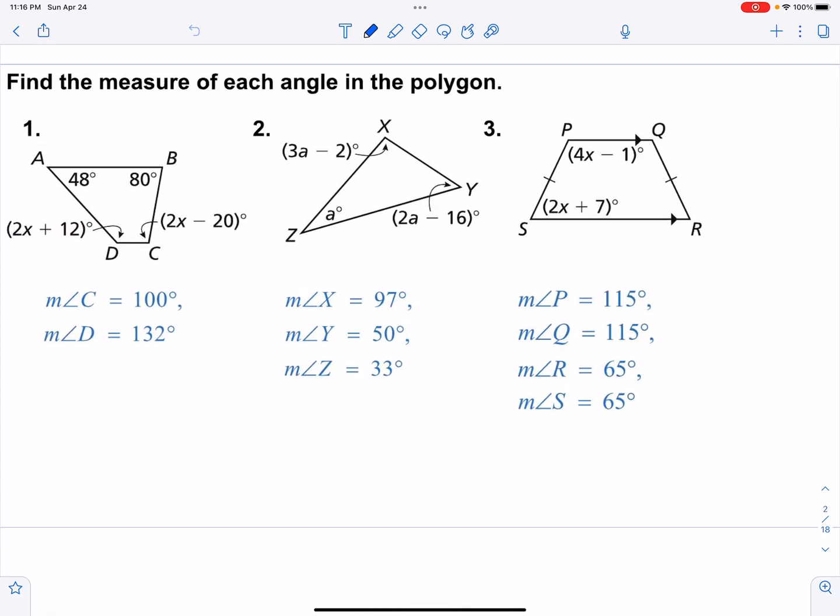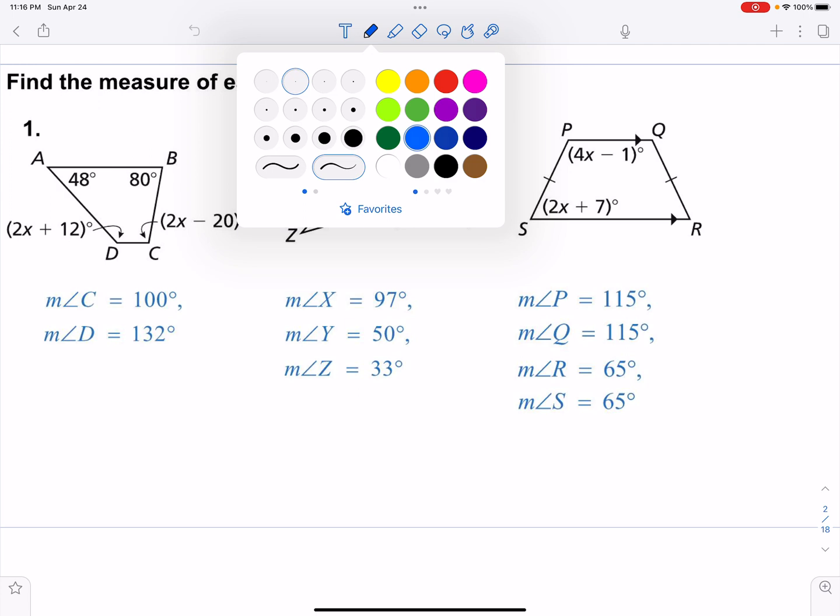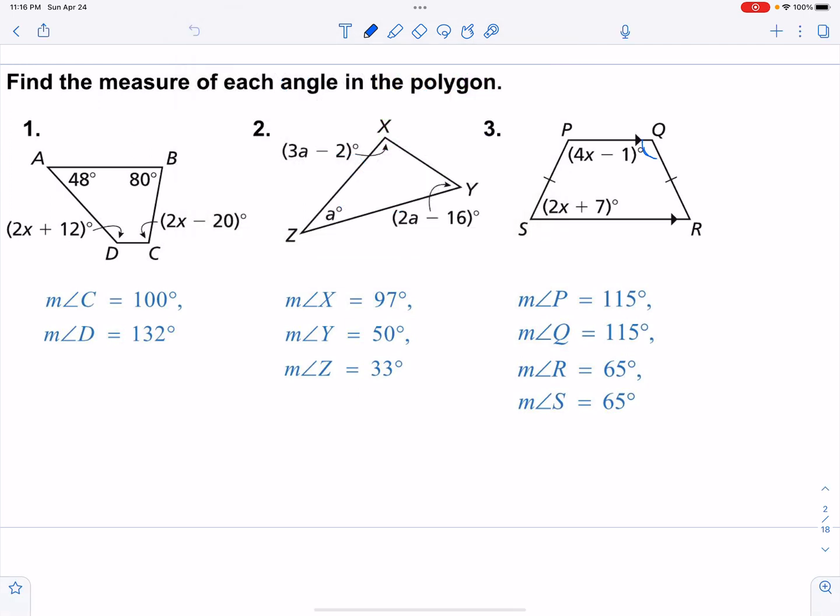So again, when we're adding up all the interior angles of a quadrilateral, everything should add up to 360. So that's how they would get the answer, is they would set everything equal to 360 on the inside and then solve for the x's individually. For the triangle, we're going to add everything up to 180. And then lastly, we have an isosceles trapezoid over here.